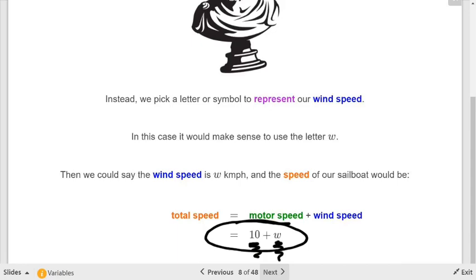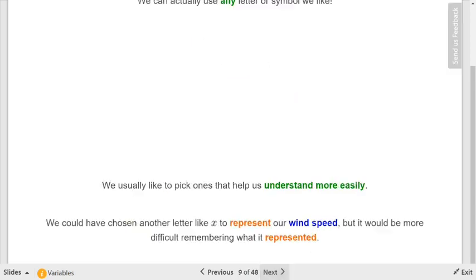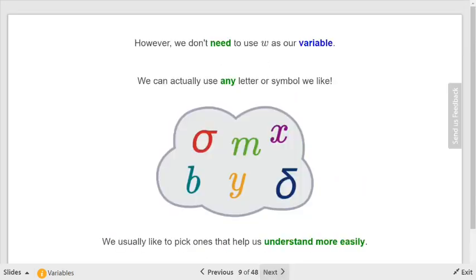Plus wind speed, and just like you were saying earlier, a good way to say wind speed would just be to say W. And if you add those two together, you're going to get your speed, the speed of the boat. Okay? You don't have to use W, though. You can use any letter you want to, or you can use a symbol. So they give you all kinds of symbols here. But use one that makes sense.